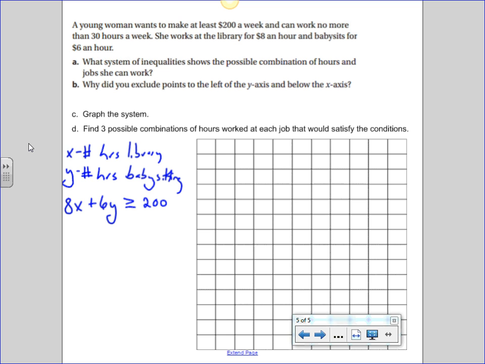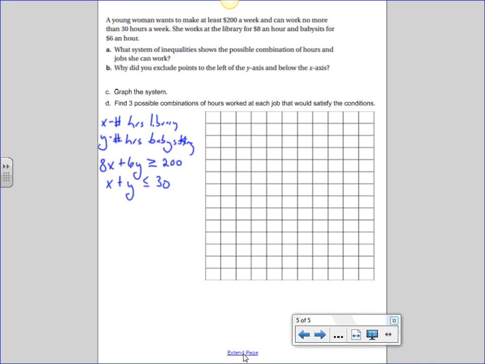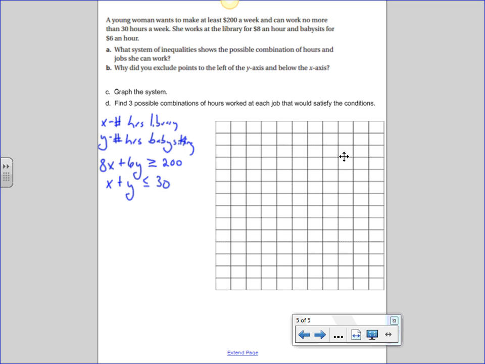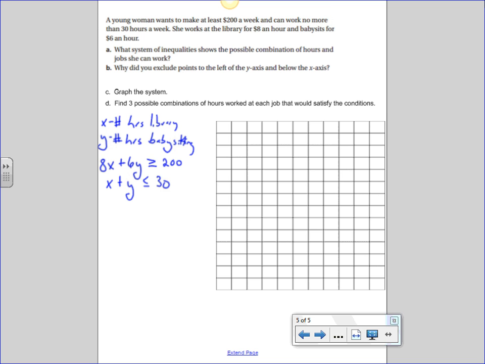Okay? The second one, we know that she can work no more than 30 hours a week. So that would be like this. Number of hours at the library plus the hours at the babysitting has to be less than or equal to 30. Okay, so now we have to think about how we're going to graph each of those. So if I were to graph those, the thing that I'd want to think about is what's going to be on the bottom, what would be the side, and then how can I graph it?